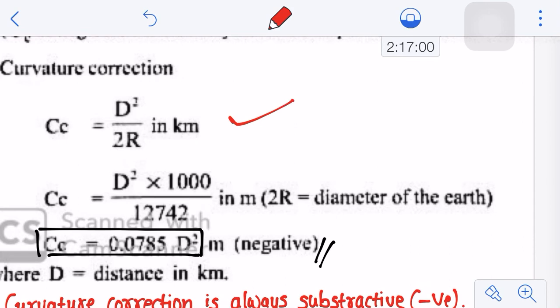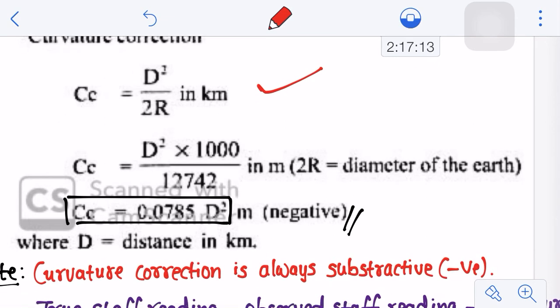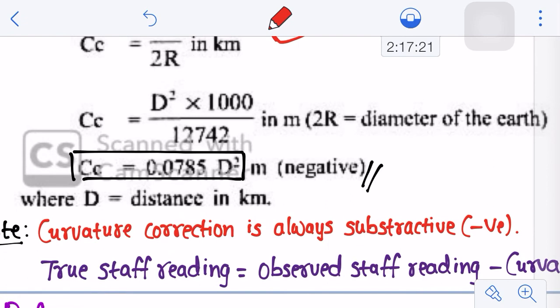So it would be D square into 1000 divided by 2R, where 2R is nothing but the diameter, which is 12742 kilometers, and to eliminate kilometers we have multiplied 1000 in the numerator. So finally you will get the form 0.0785 D square in meters. And mind well, curvature correction is always negative and not positive, where D is the distance in kilometers.